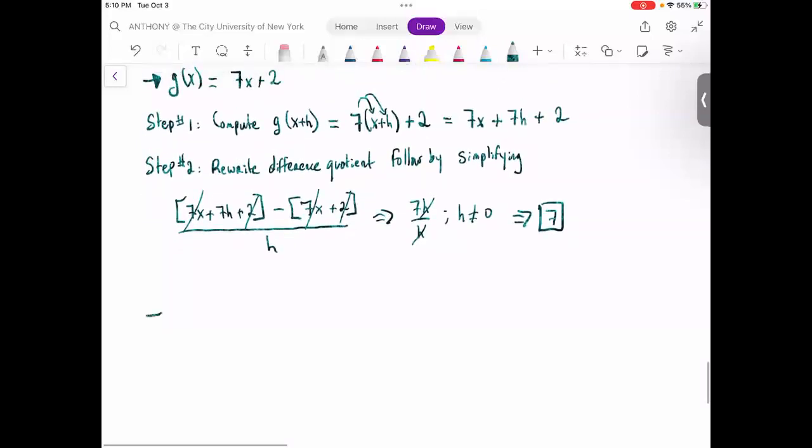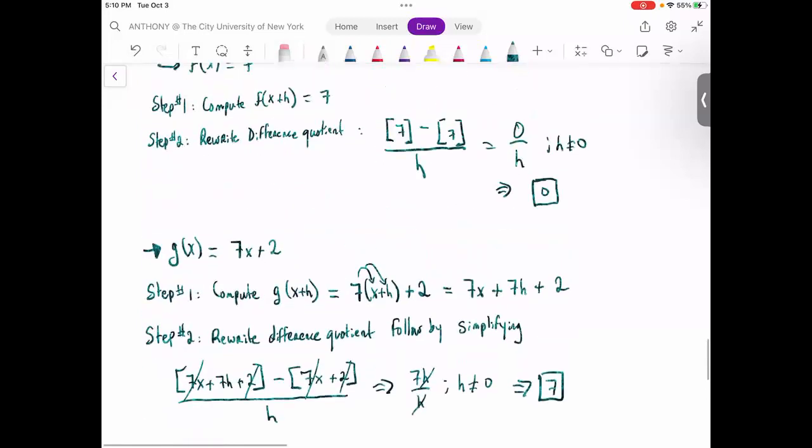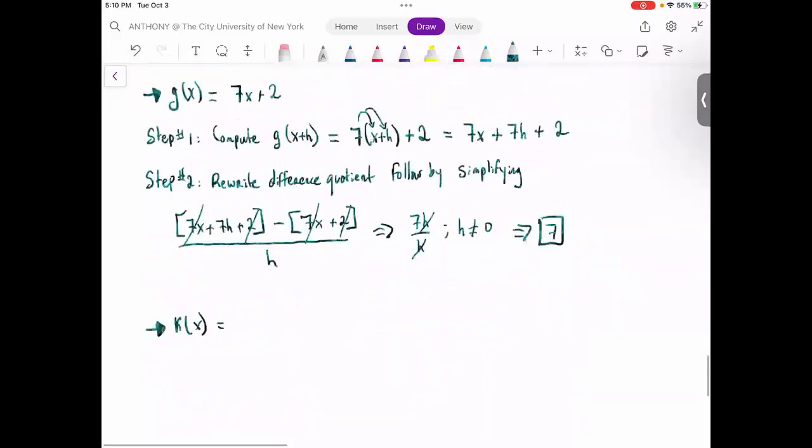So let's look at the third example. It was h of x now, or sorry, k of x. k of x is equal to 3x squared minus 6x plus 4. So what is my step number 1? Can somebody tell me what my first step is?